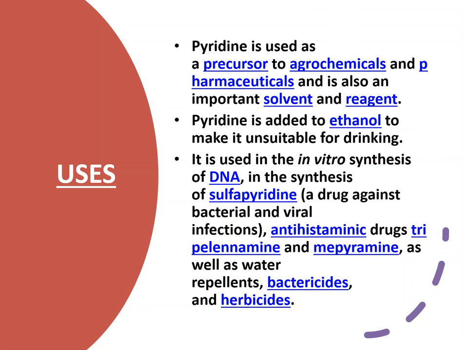It is used in the in vitro synthesis of DNA, and in the synthesis of sulfapyridine, a drug against antibacterial and antiviral infection, antihistaminics like tripelennamine and mepyramine, as well as water repellents, bactericides, and herbicides. So it has a wide presence in agro, pharmaceuticals, and as a bioprecursor. Many bioprecursors contain the pyridine moiety.